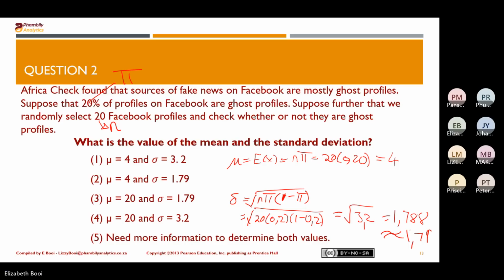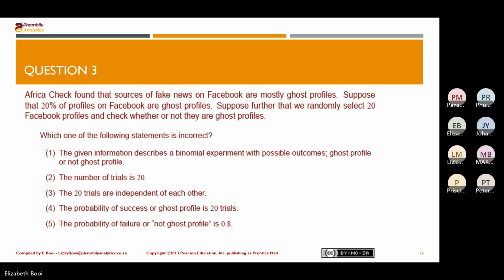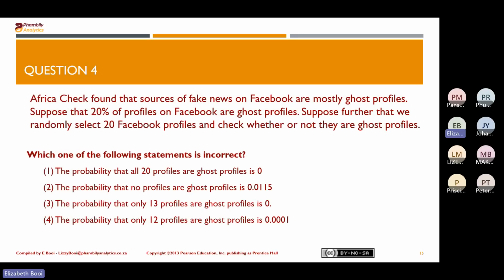Okay. Are there any questions? Are we good? No comment. I'm going to leave question 3 on its own. You can go through question 3 on your own. If you have any question, take a screenshot, and we can have a discussion on the WhatsApp group. Otherwise, I'm going to move to question 4.